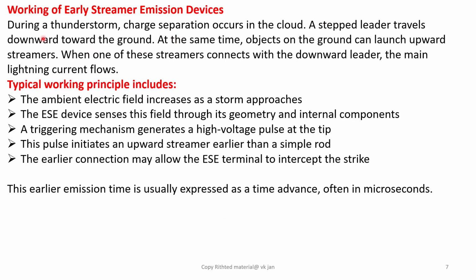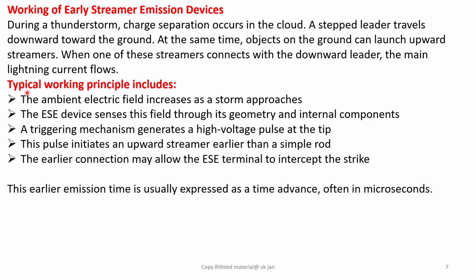Friends, now I am going to discuss the working of early streamer emission devices. During a thunderstorm, जिसको हिंदी में कहते हैं बिजली का कड़कना, charge separation occurs in the cloud. A step leader travels downward toward the ground. At the same time, objects on the ground can launch an upward streamer. When one of these streamers connects with the downward leader, the main lightning current flows.